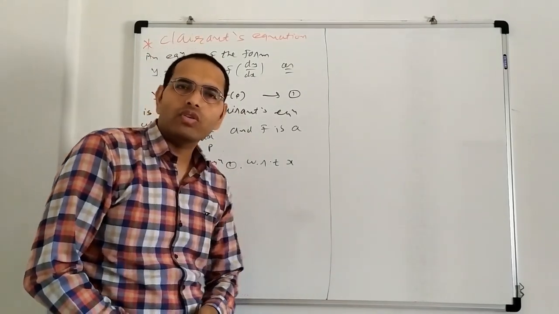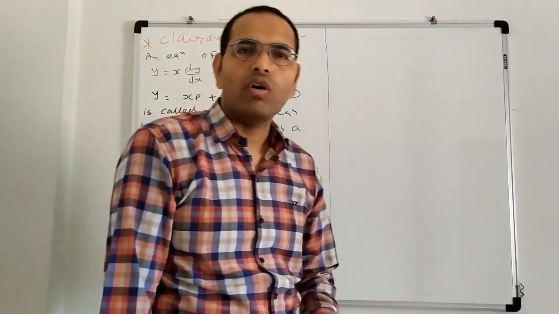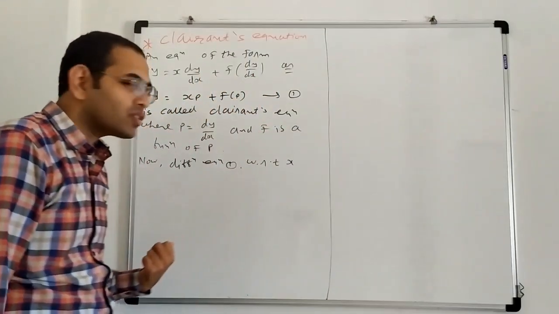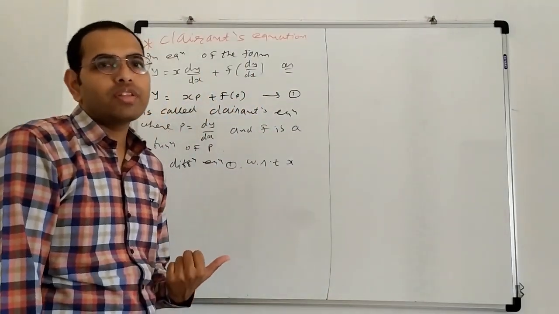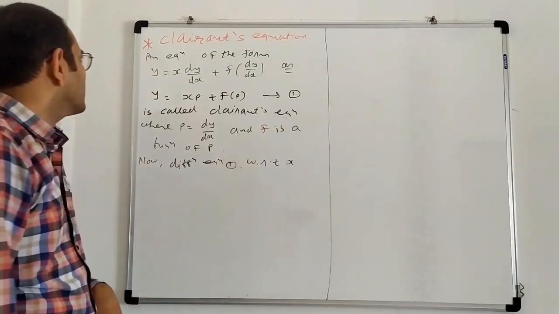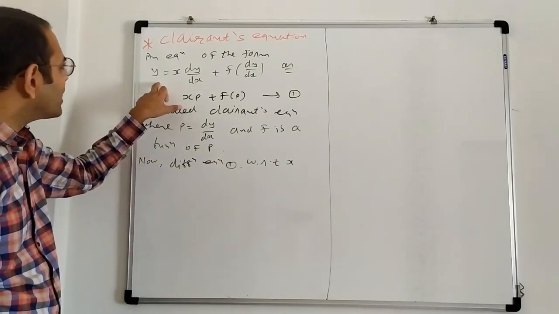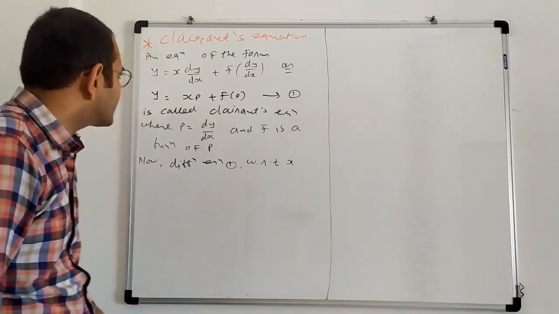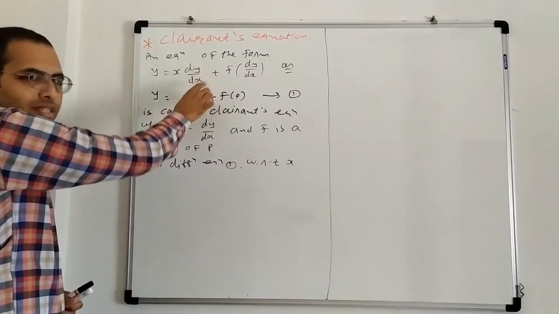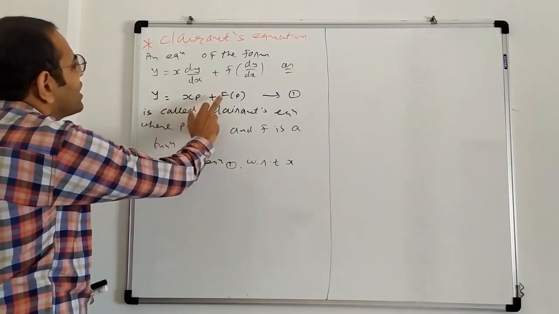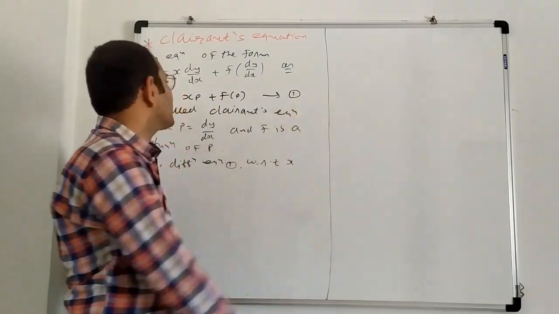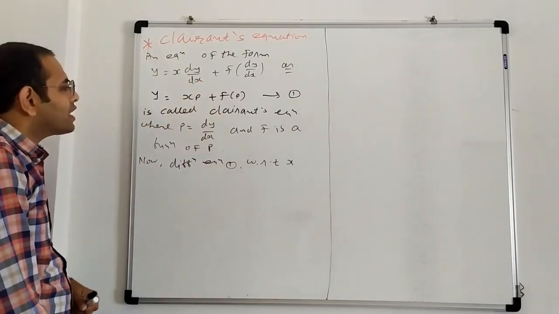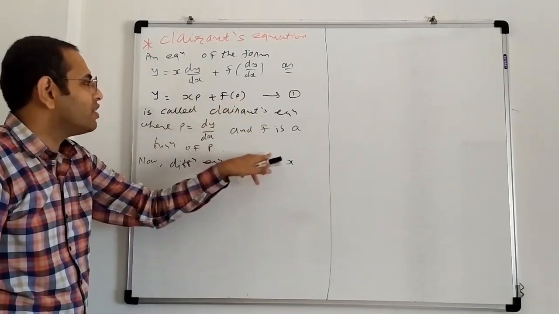Last lecture we learned about case 1, case 2, case 3 which is solvable for differential equation p, x and y. This is the last topic for the first order ordinary differential equation, Clairaut equation. An equation of the form y equal to x dy by dx plus f of dy by dx means we replace dy by dx as p, then y equal to xp plus f of p, that is our equation number 1, called Clairaut equation, where p equal to dy by dx and function f is a function of p.